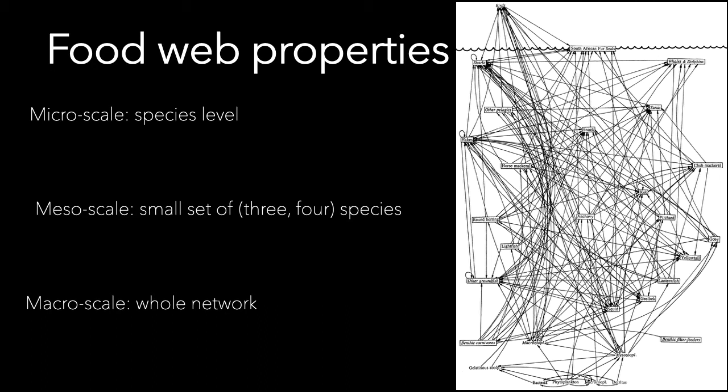We can also look at the meso-scale, which is an intermediate level between the species and the whole food web. Here we can look at small sets of 3 to 4 species, how these small groups of 3 or 4 species are organized. Finally, we can also look at the macro scale, at the whole network structure. What are the overall properties of the network, how we can describe it and compare it.